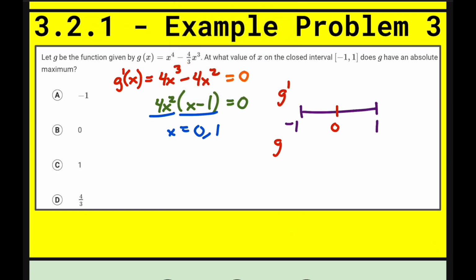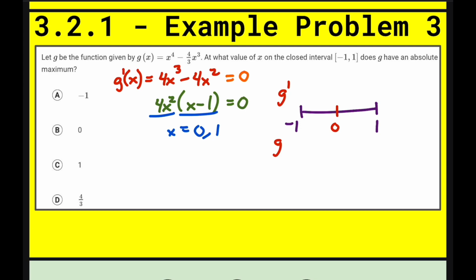Okay, test the number in between -1 and 0. We're going to throw that into the derivative. Remember, the derivative tells us what the original is doing. Do not plug the number between -1 and 0 into the original. That's just going to tell us the y value. It's not going to actually tell us what the original is doing. The derivative tells us what the original is doing, so plug it into the derivative.